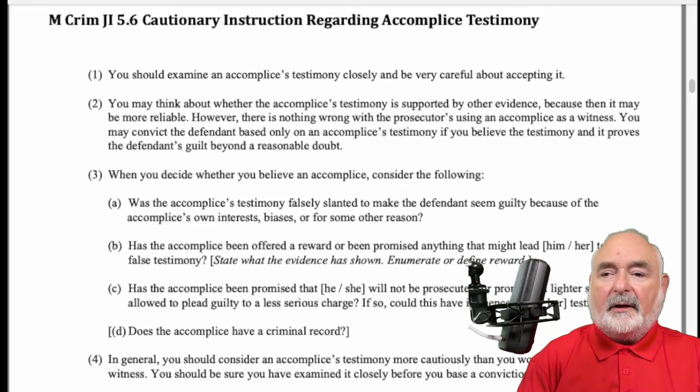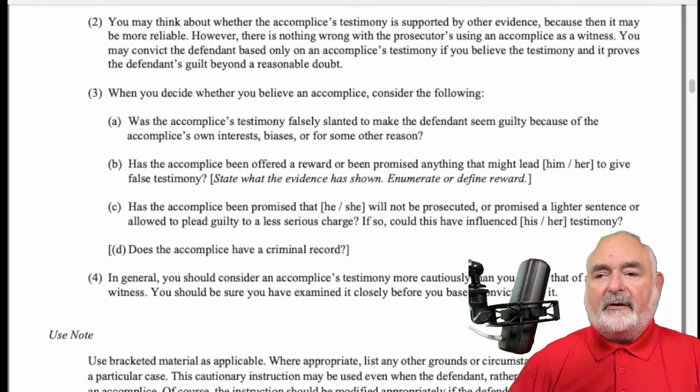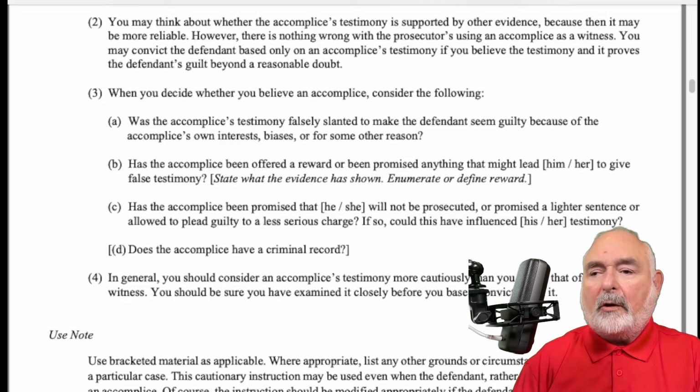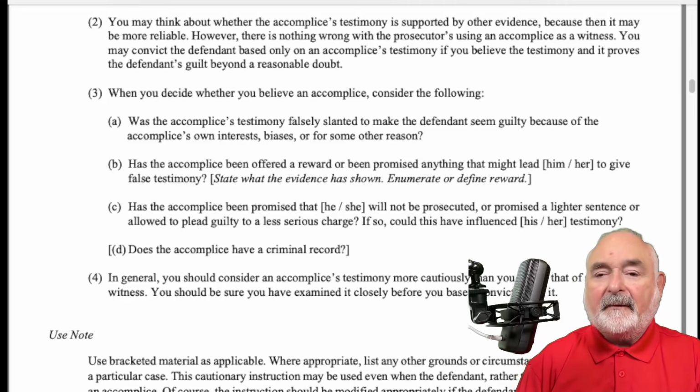When you decide whether to believe an accomplice, you may consider the following. A, was the accomplice's testimony falsely slanted to make the defendant seem guilty because of the accomplice's own interests or biases or for some other reason? B, has the accomplice been offered a reward or promised anything that might lead him or her to give false testimony? And C, has the accomplice been promised that he or she will not be prosecuted?